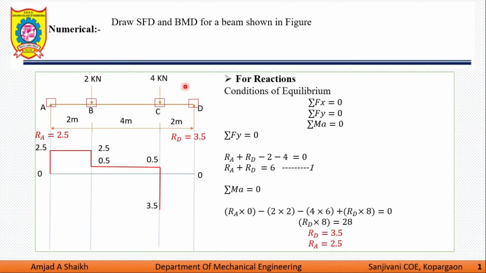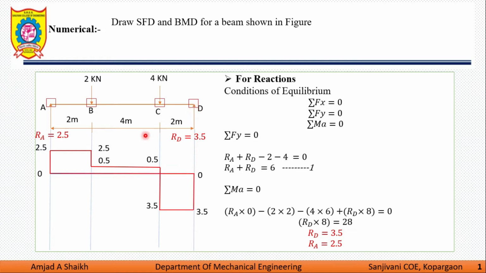After this, right of C to left of D, there is no load condition, so we get the value of shear force minus 3.5, a constant shear force. If I move from left of D to right of D, the value is minus 3.5 and this is an addition of force, that is plus 3.5. So minus 3.5 plus 3.5 is 0.